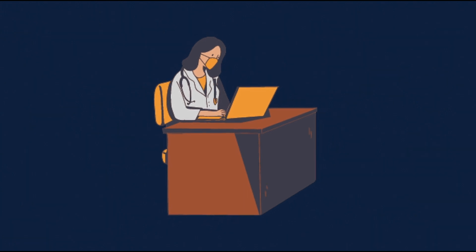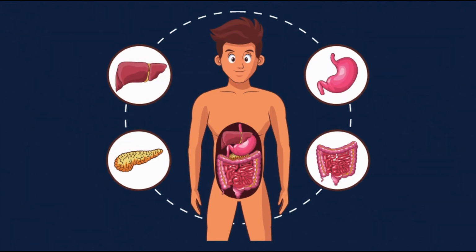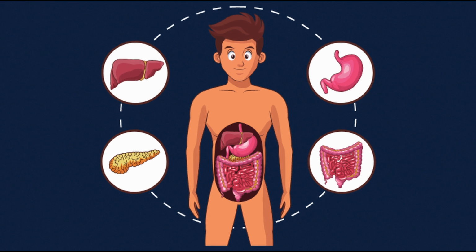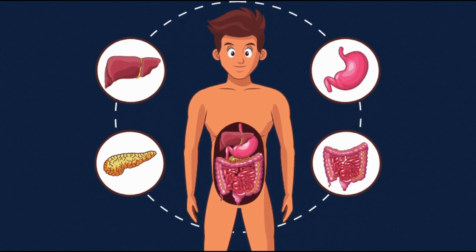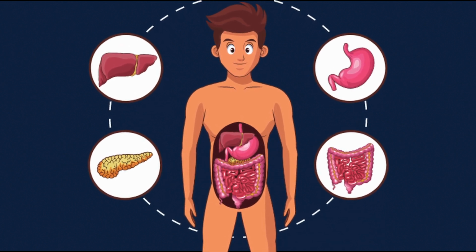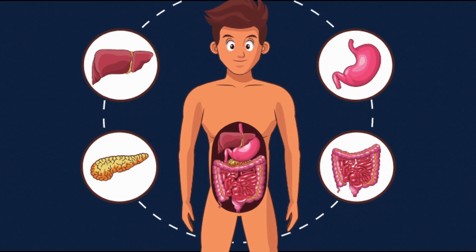Diagnosing abdominal pain may be difficult due to a number of different organs within the peritoneal cavity. These include the liver, pancreas, spleen, stomach, colon, appendix, reproductive organs, and large blood vessels. Moreover, abdominal pain may be due to referred pain from other organs.